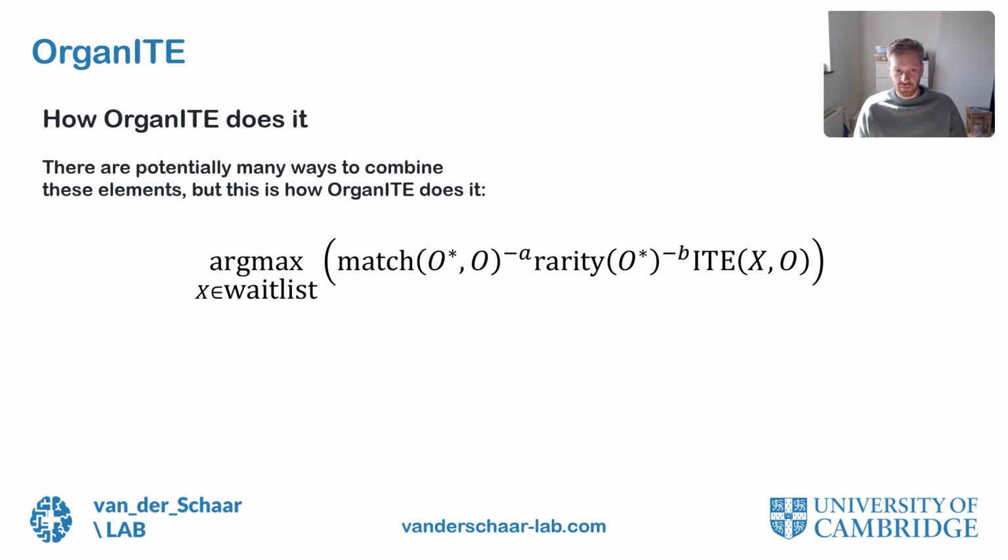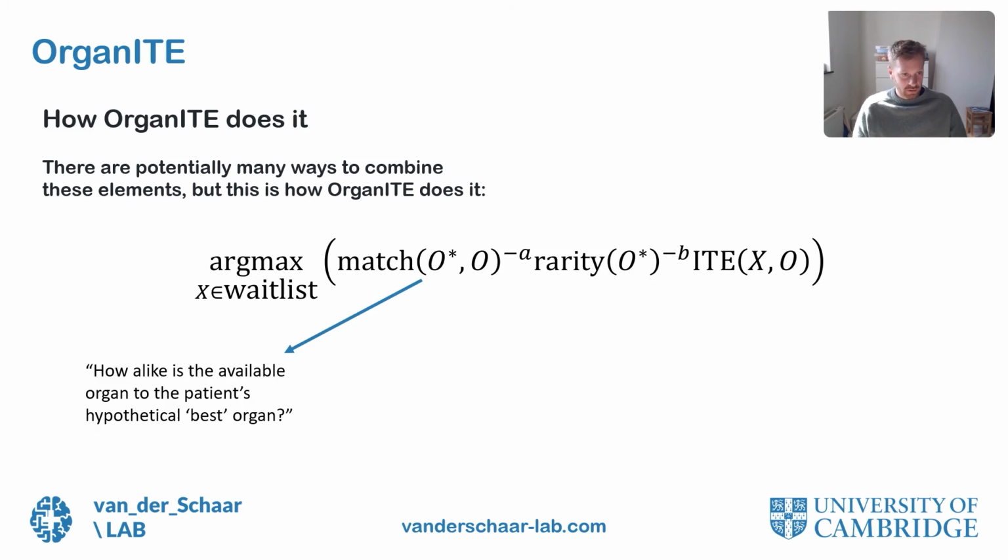We multiply this by the probability of the optimal organ of the patient on the waitlist. This too we raise to a negative exponent b, because whenever the rarity is high, so the value of the probability of seeing this observed organ is very low, we increase it by raising it to this negative exponent. These two are then multiplied with the ITE of the available organ given the patient of interest. So whenever this score is very high, we say, okay, this organ should go to the patient on the waitlist.